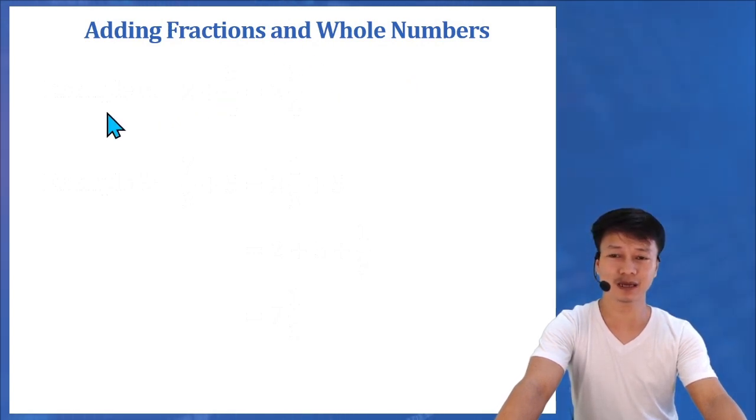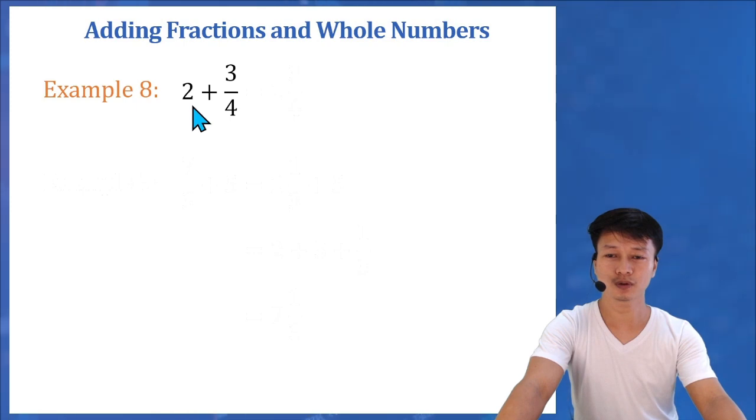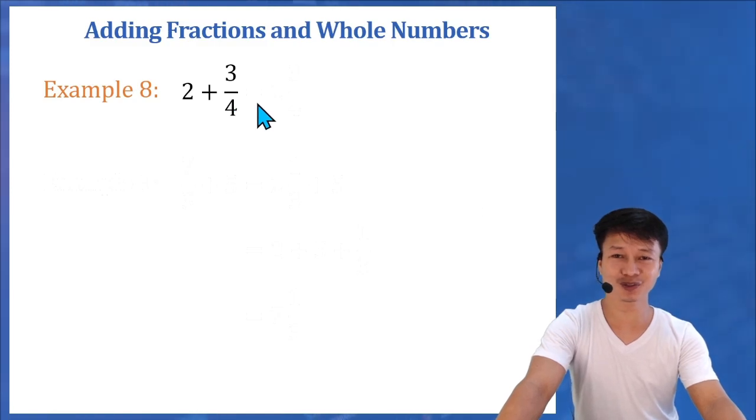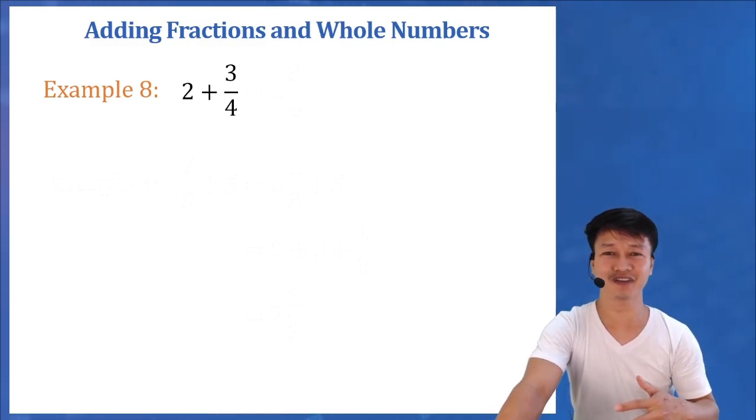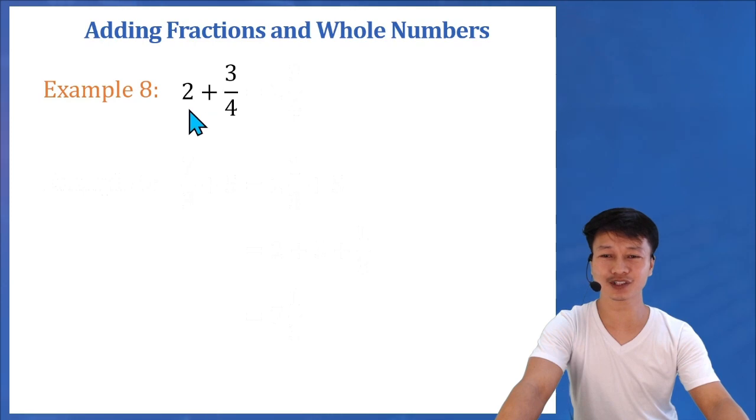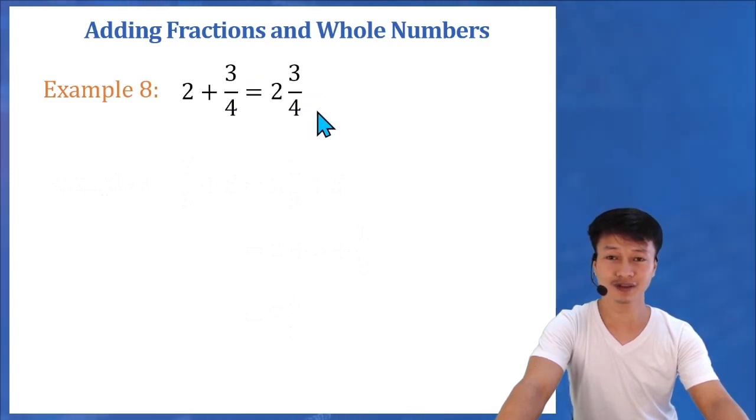Okay, so example number 8. We have 2, which is a whole number, plus 3/4. And what are we going to do? Good news, this is very simple. So to add a fraction and a whole number, just combine them. So 2 plus 3/4 is equal to 2 and 3/4. As easy as that. Because our fraction here is a proper fraction.